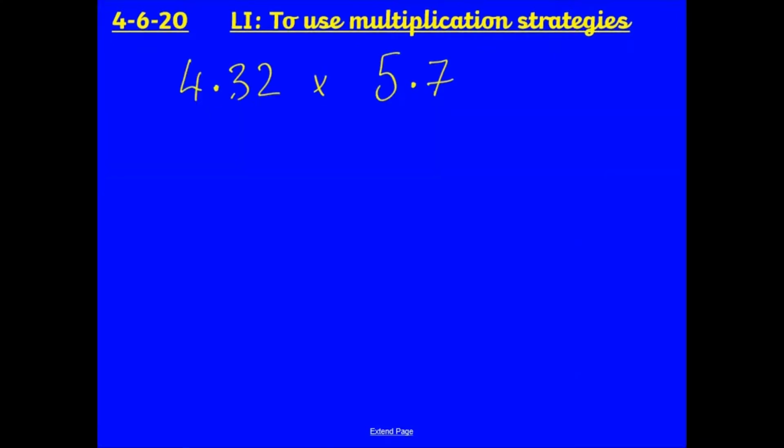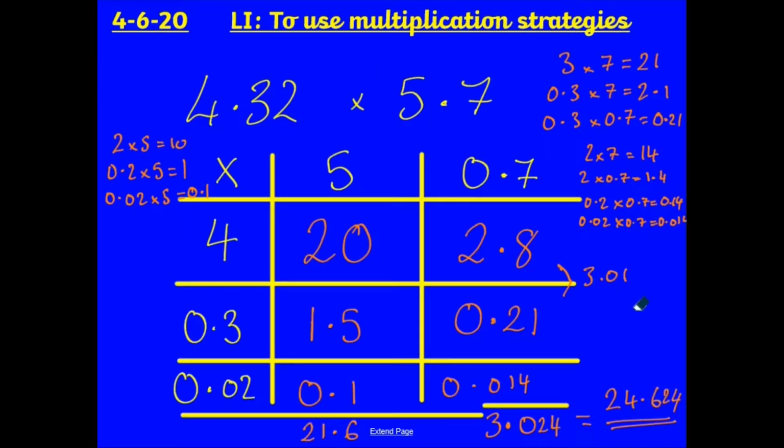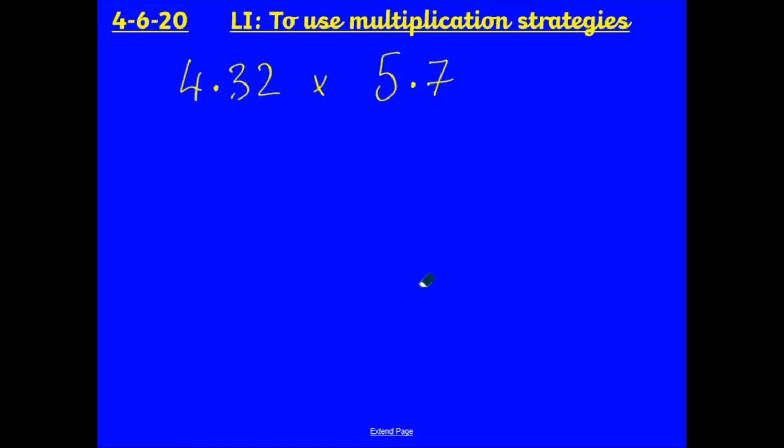That's part 1. Now I'm going to use method B to solve this one. Now I should get the answer of 24.624 as I've done here, using the grid method. But I'm going to use the column method for this one. And for this, I'm going to imagine that it's actually 432 times 57. Now the reason I'm doing that is just to not worry too much about the decimal places. I'll come to the decimal places at the end. So in effect, I've times this one by 100, and I've effectively times this one by 10, to get 432 times 57.